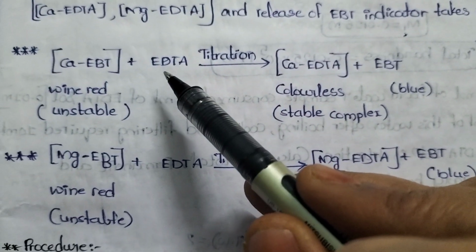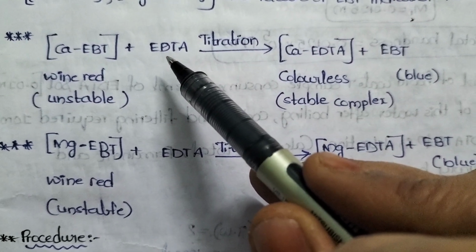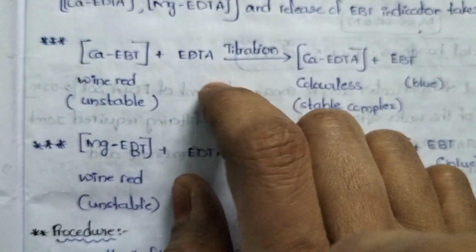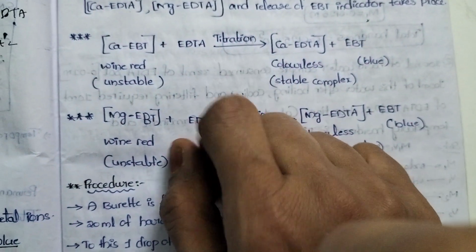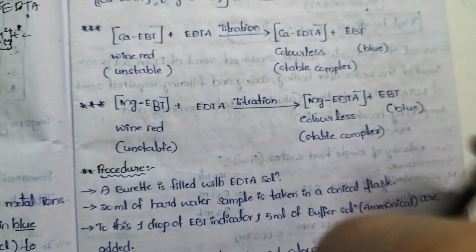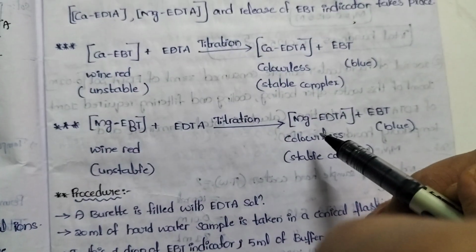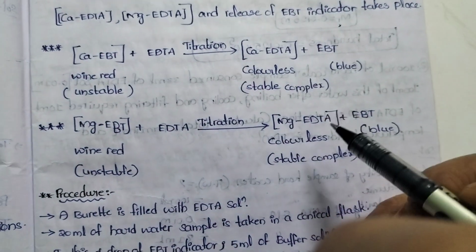Here EDTA is a complexing ligand. Just now I said EDTA is a complexing ligand. Complexing ligand means what? What is the nature of EDTA? Whenever we add EDTA to this wine red color, it will capture the metal ion from the unstable complex and it will form one stable complex with the calcium and magnesium metal ions. What is the nature of that? That is a stable complex.